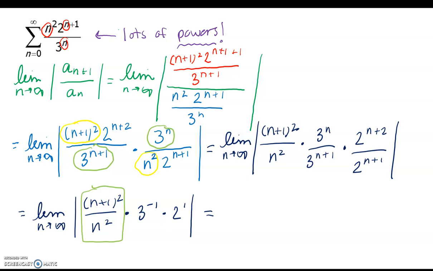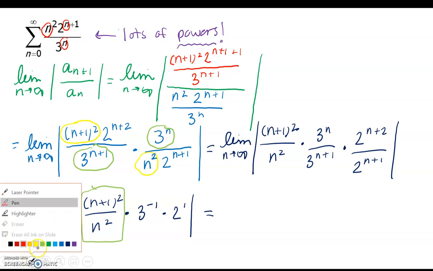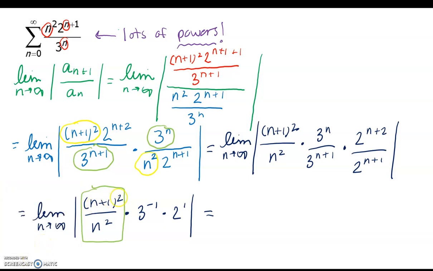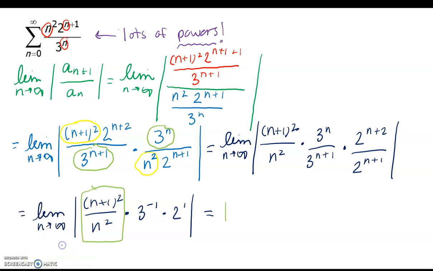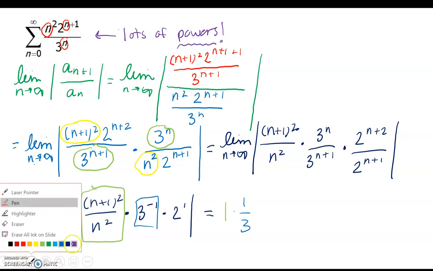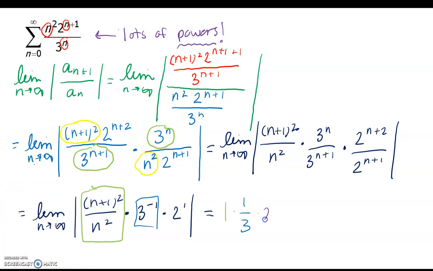But just to catch us up again, we were doing the ratio test for this series, and we had gotten to the point where we had reduced the limit that we were looking at. And so this first one that I circled, boxed in green, we can see that the limit of that is n squared over n squared, going to infinity, so that's going to give you a 1. 3 to the negative 1, no variables there, so it's no limit. That's the same thing as 1/3. And then we have 2 to the first, which is just 2.